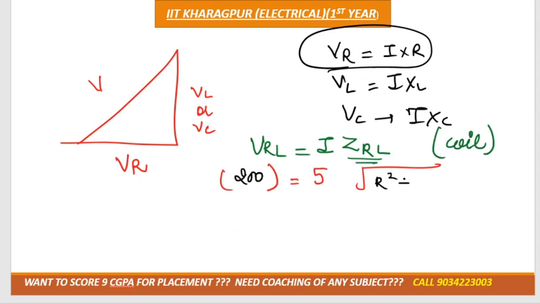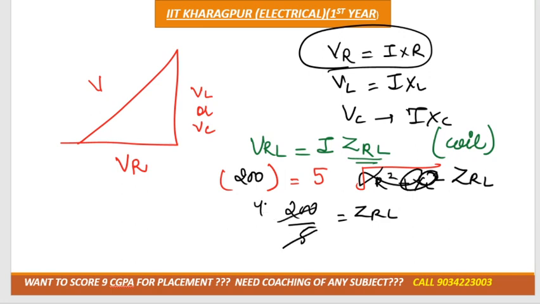ZRL is root of R square plus XL square. We don't know ZRL, so we write it as it is. So 200 by 5 would be equal to ZRL, so that would be 40. Correct? Any doubt up to here?